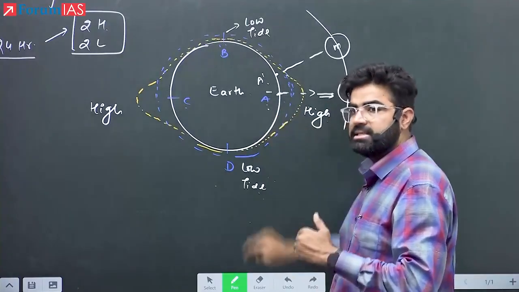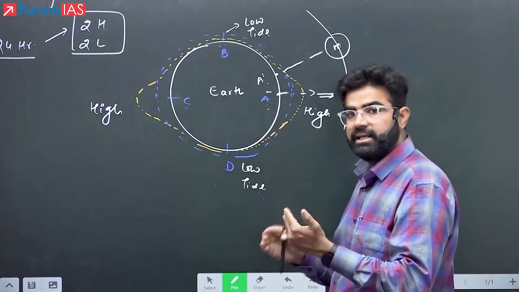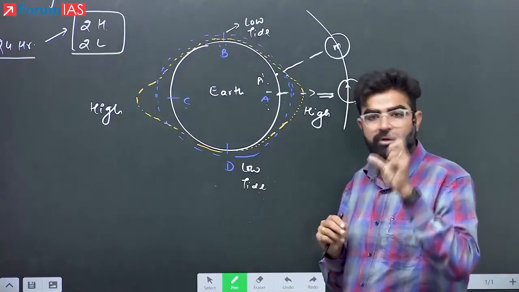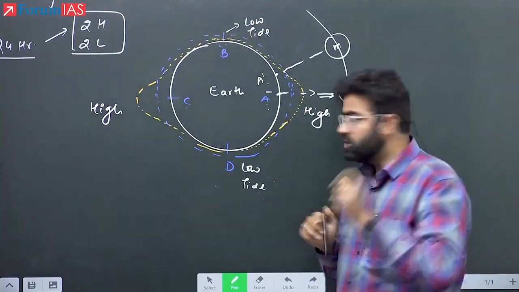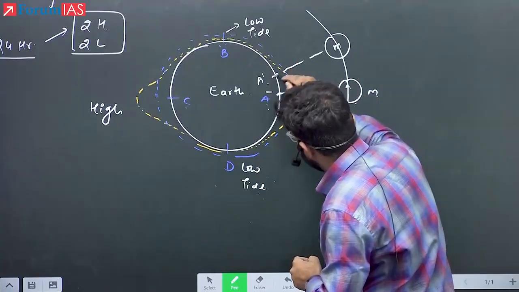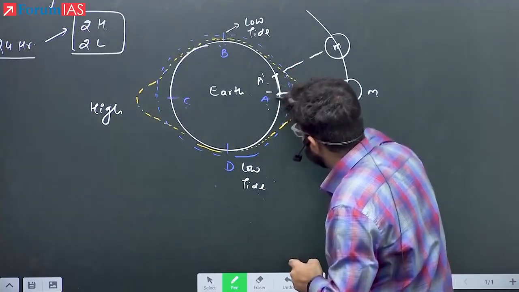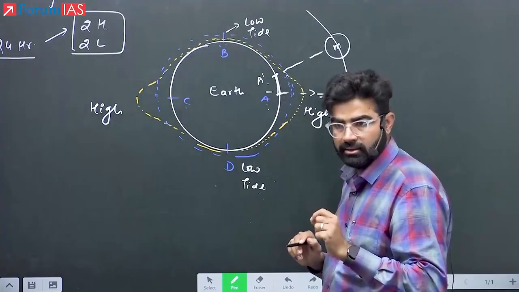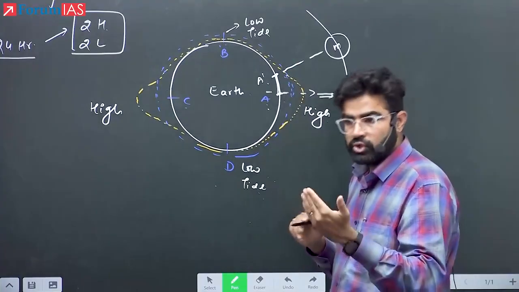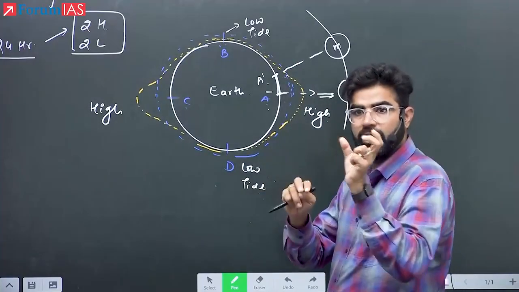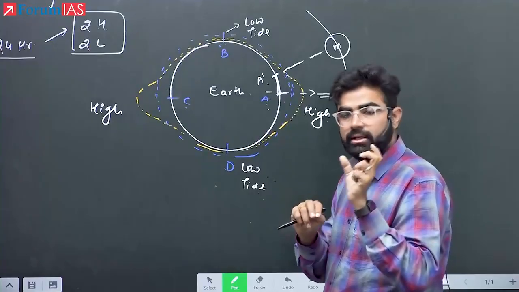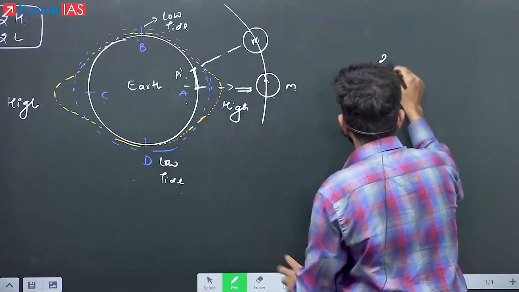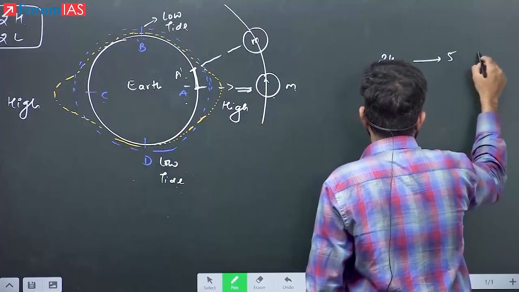So what happens is every 24 hours, there is a delay of 52 minutes in total. Because this gap between A and A dash will be covered in 52 minutes by the Earth. So this delay will be caused on a daily basis. In total, how much is the delay? 24 hours will experience 52 minutes delay.